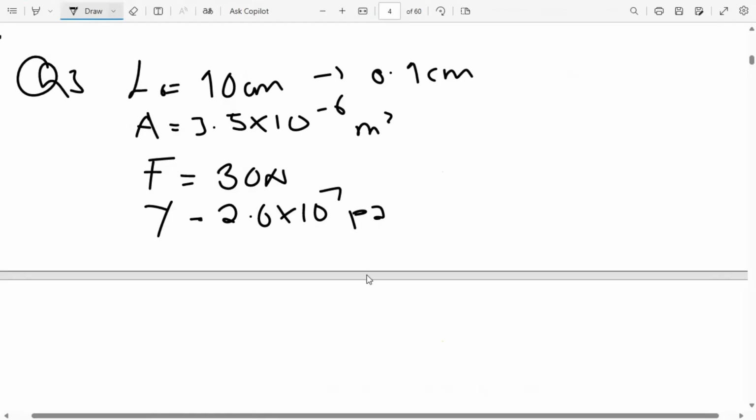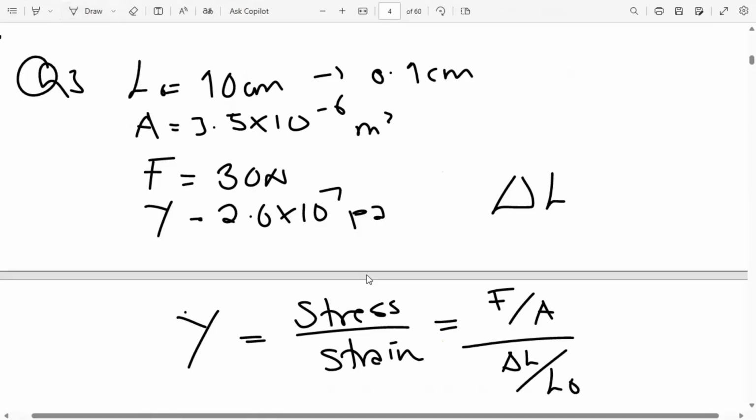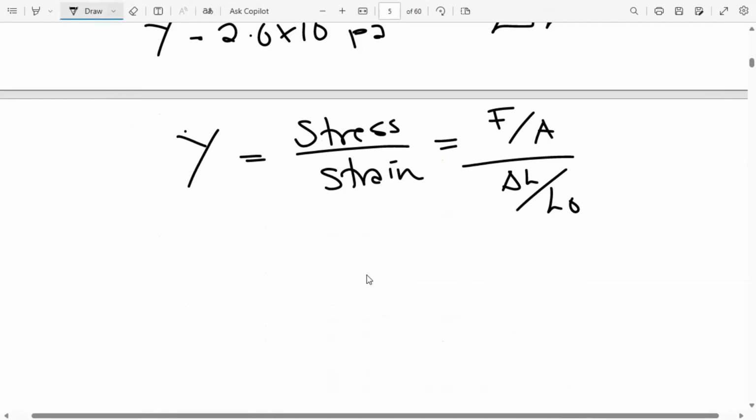We can now bring out the formula for Young's modulus, because what they're asking is the extension. They're asking us to calculate the extension, which means they are expecting us to calculate the change in L. Since we've been given Young's modulus, we know that Young's modulus is equal to stress over strain, of which stress is equal to force over area, whilst strain is equal to change in L divided by L0. So we can make change in L the subject of the formula.